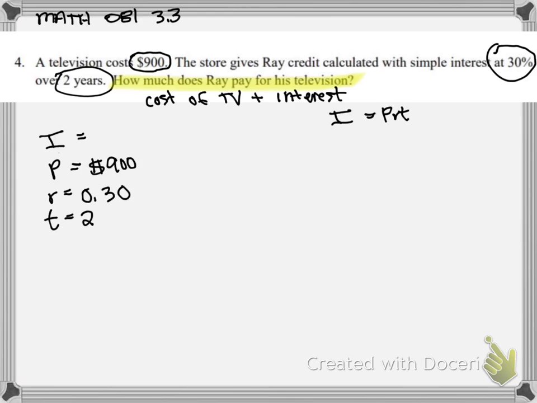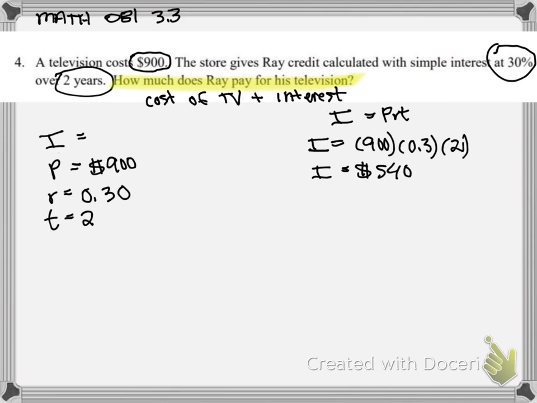So let's get started. We can use this equation, I is equal to PRT. So we have 900 times 0.3 times 2. And then we can type that into a calculator. And we find out that Ray is going to have to pay $540 in interest if he's going to pay a 30% interest rate. So, what is the total cost of the TV?